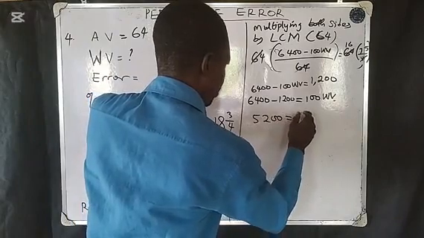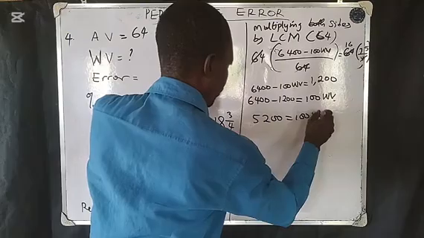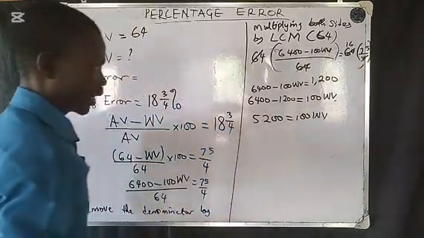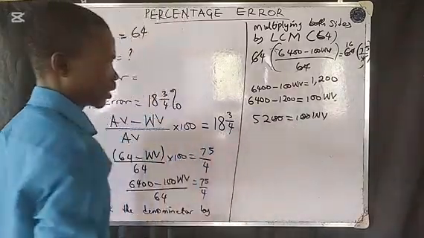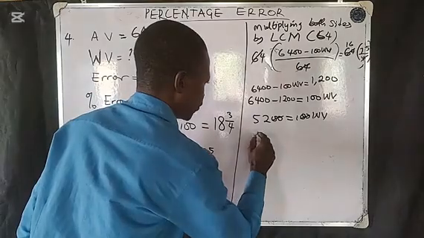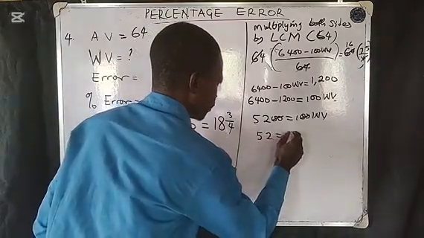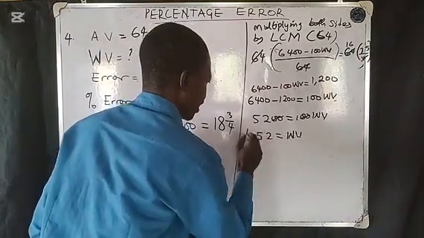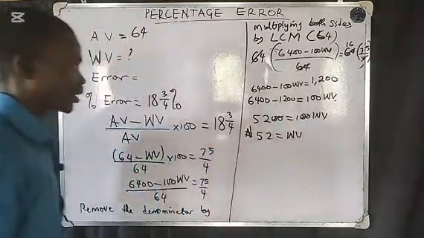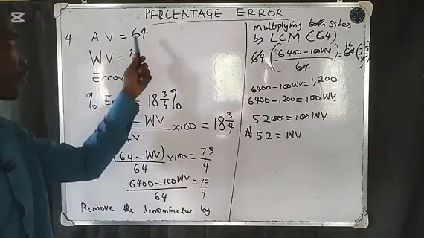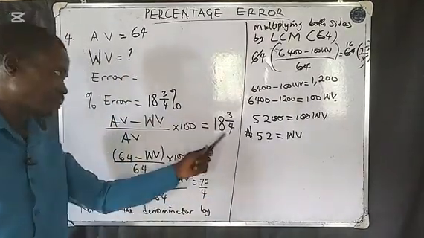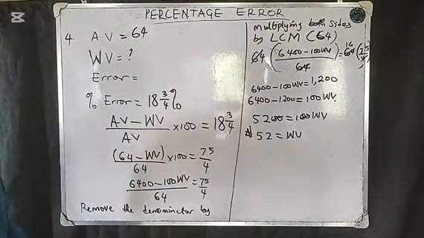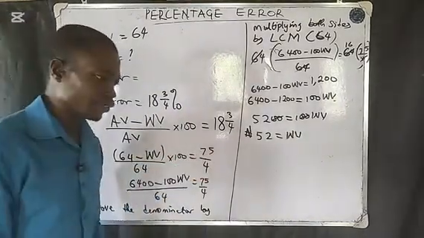5,200 equals 100 WV. If you divide both sides by 100, this 20 will clear this 20, right? So the wrong value is 52. Is it not so? 52 Naira. So these are wrong estimates. She really underestimated. Instead of 64, she estimated 52. And that is the percentage error. So our final answer is 52 Naira.